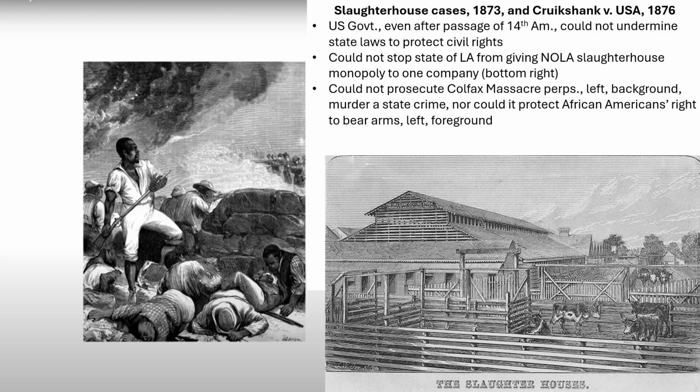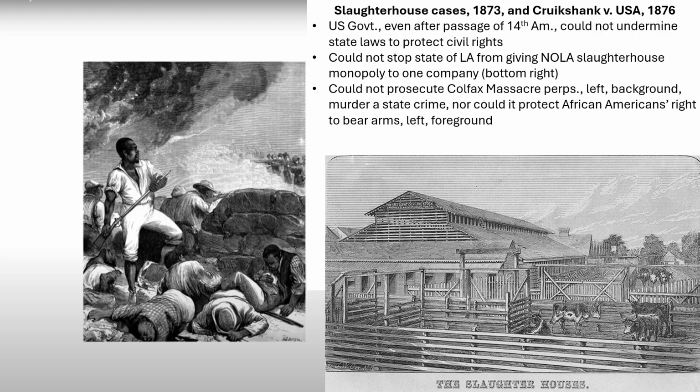That leads to the Cruikshank v. United States case of 1876. In this case, some of the people that were involved in the Colfax Massacre were put on trial, and while the state of Louisiana condemned to convict them, the U.S. government, via the Supreme Court, basically declined to get involved in these cases to enforce federal law.